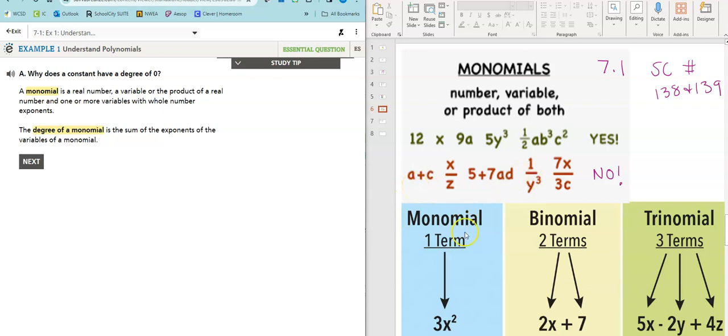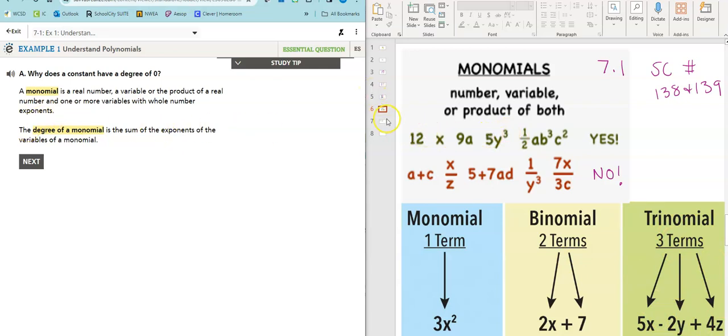And you may have understood monomial to kind of mean term. That's what we used to call them. The terms are the numbers that are between addition and subtraction signs in an expression. So here is a monomial, mono meaning one. Here's a binomial, bi meaning two, so there's two terms or two monomials. And a trinomial would be three.